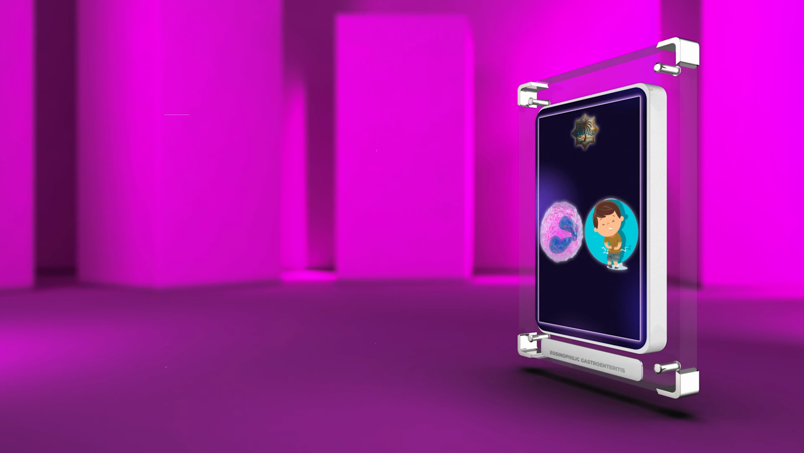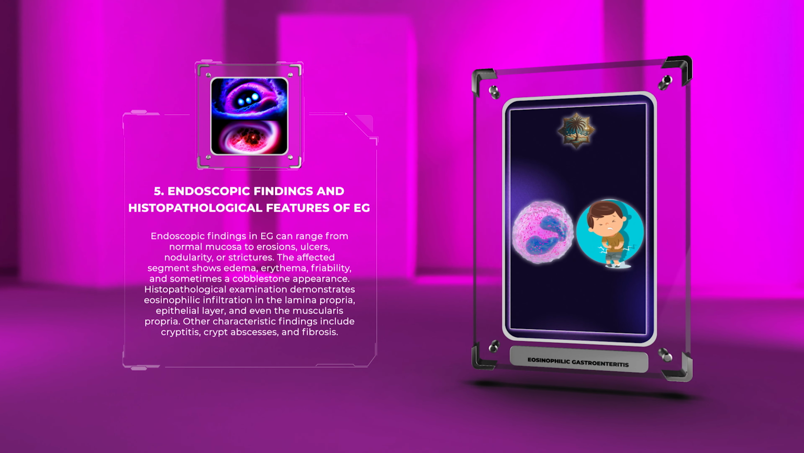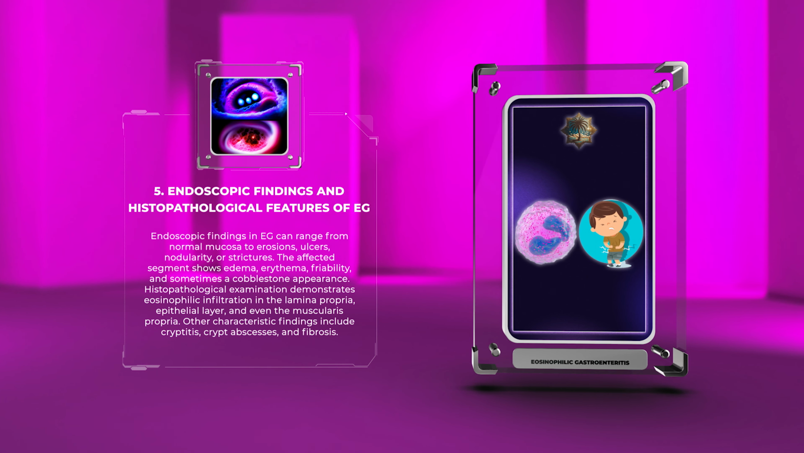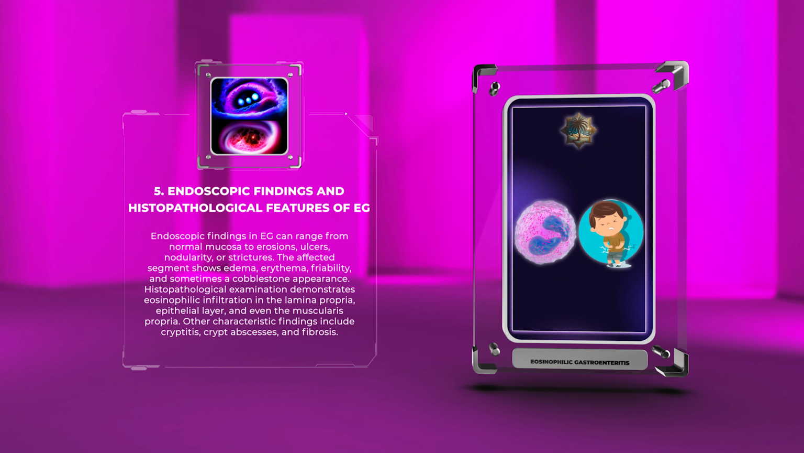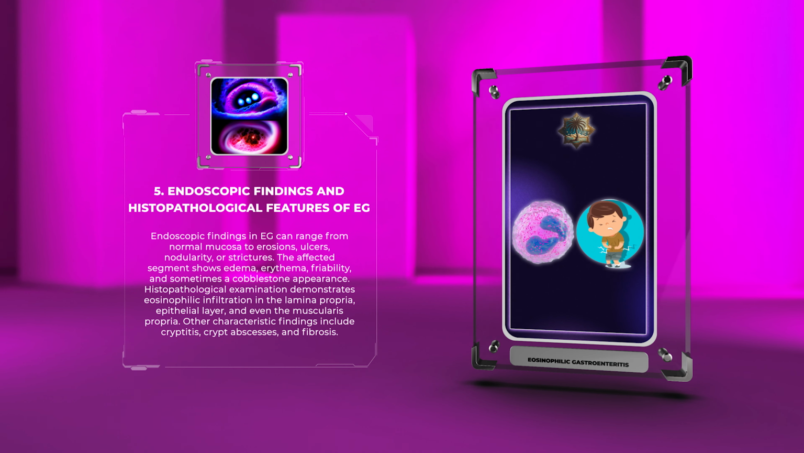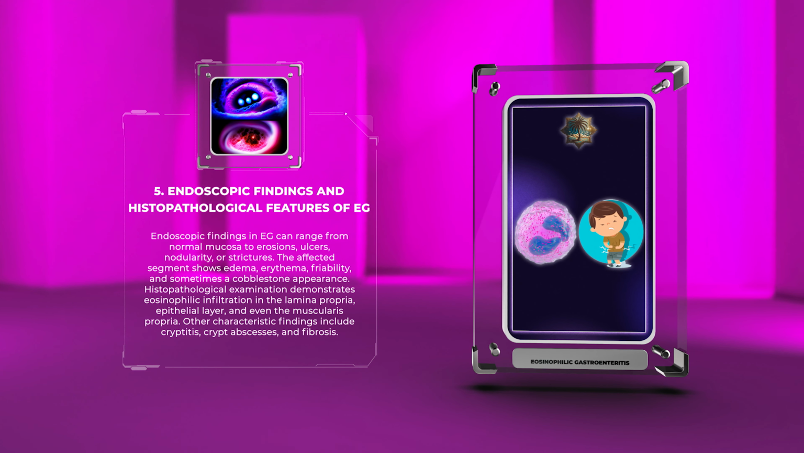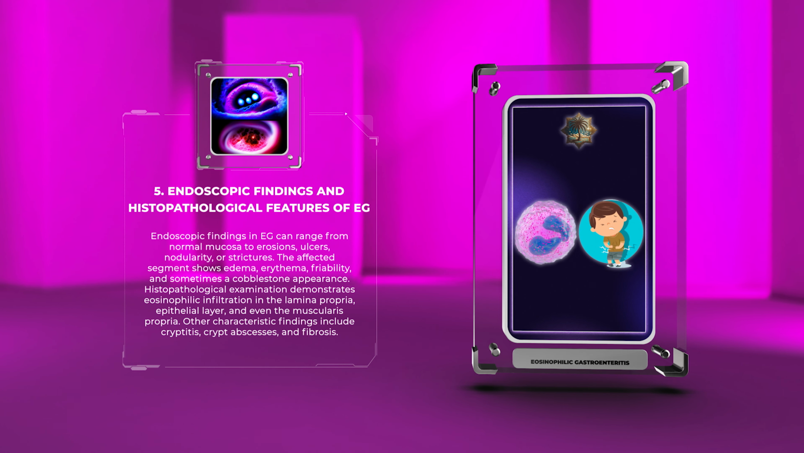Endoscopic findings in EG can range from normal mucosa to erosions, ulcers, nodularity, or strictures. The affected segment shows edema, erythema, friability, and sometimes a cobblestone appearance. Histopathological examination demonstrates eosinophilic infiltration in the lamina propria, epithelial layer, and even the muscularis propria. Other characteristic findings include cryptitis, crypt abscesses, and fibrosis.